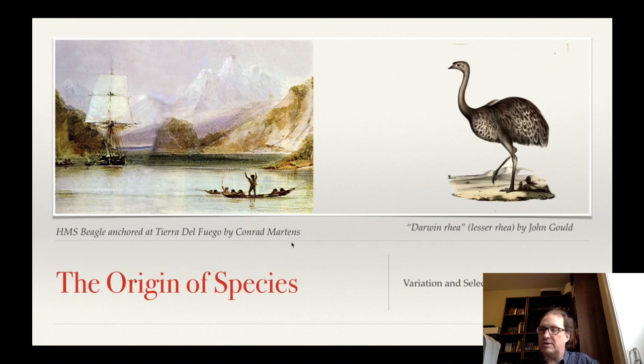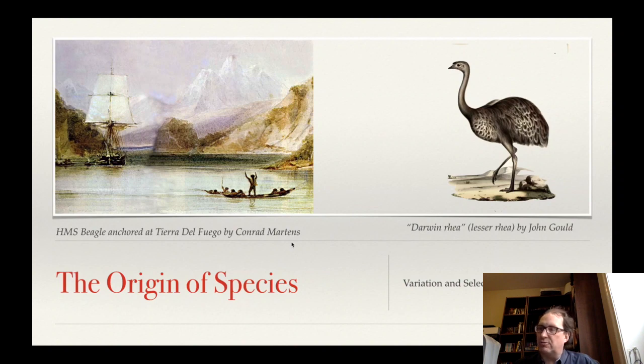Before we jump into our discussion of variation, let me point to the two images on the first screen in front of you here. The first is, as it says, the Beagle anchored at Tierra del Fuego, painted by Conrad Martins. Martins was the draftsman who accompanied the expedition. And then the Darwin Rhea, also known as the Lesser Rhea now, a bird first sampled and described by Darwin.